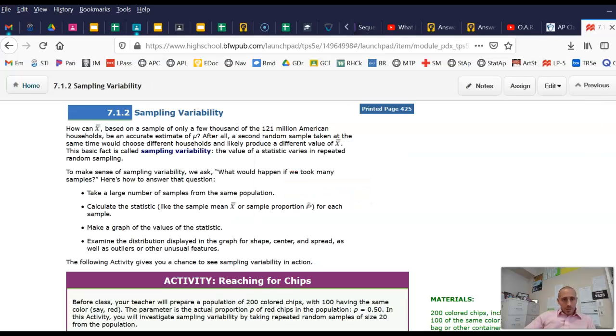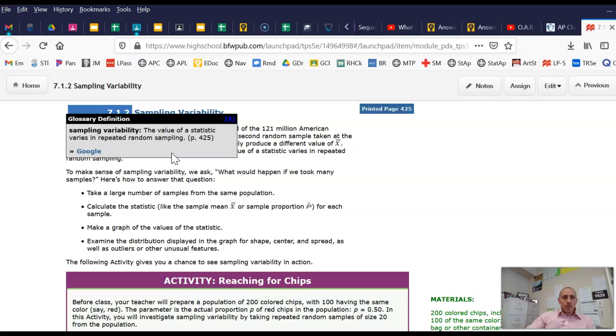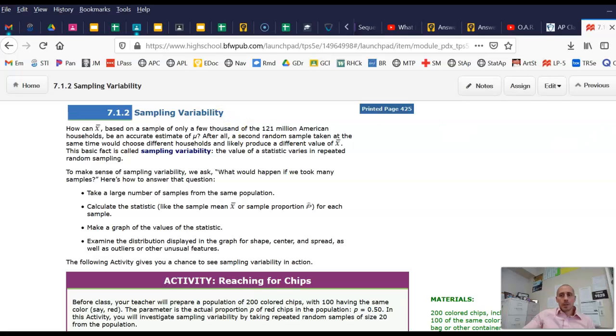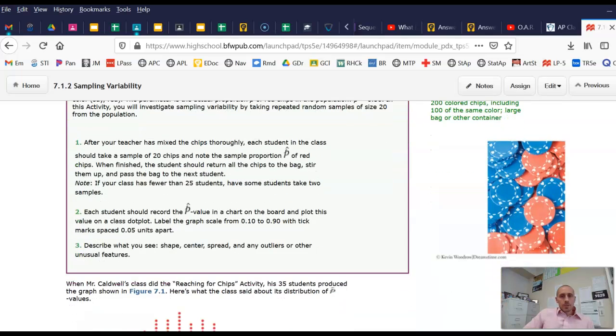Sampling variability. Well, this is the idea that a value for a statistic is going to vary when we take a random sample. So let me give you an example. If we're trying to estimate what percent of the population has brown eyes, and we randomly sample 100 people, we might find out it's 48%. And then we do another random sample of 100 people, it might be 46%. And another one might be 53%. There's going to be some variability in the sampling. But over and over, that's going to start to follow a pattern, and we can use that information to then make conclusions. So that's what they're doing here.